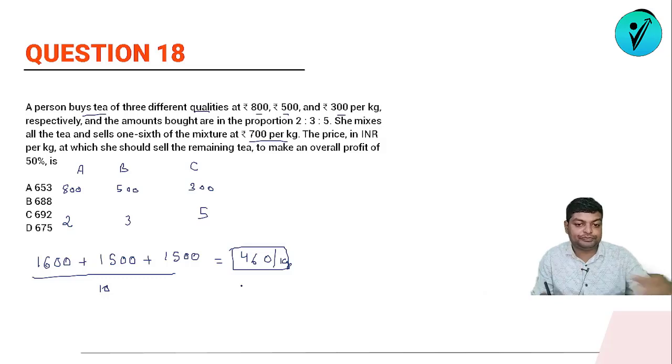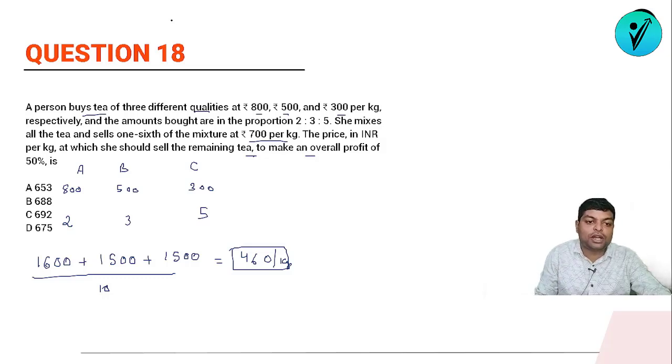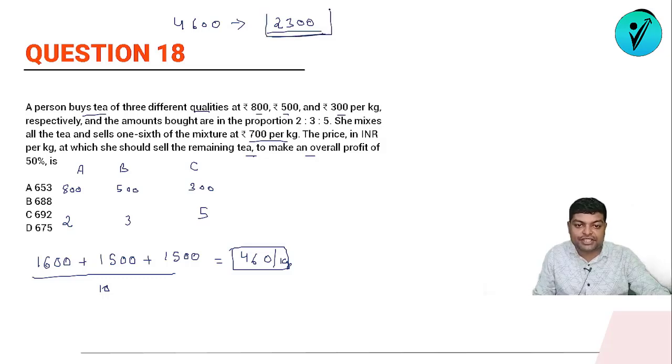Now what the question is, the price in INR per kg at which she should sell the remaining tea to make an overall profit of 50%. So what we want is an overall profit of 50%. तो उसके लिए पहले आप देखो आपका ओवरऑल कॉस्ट प्राइस क्या हुआ? The overall cost price is 4600, and if you want a profit of 50%, means you want to raise 2300 rupees. टोटल अगर 2300 रुपीज हो जाएगा, ठीक है, my job will be done. अगर टोटल 2300 रुपीज मेरे पास आ गया, ठीक है, तो मेरा काम हो जाएगा.